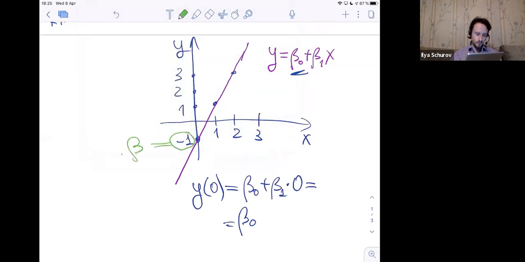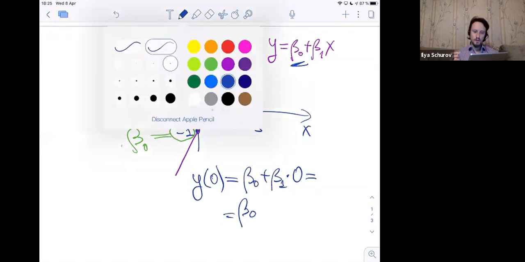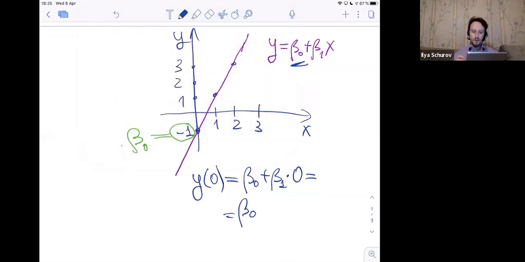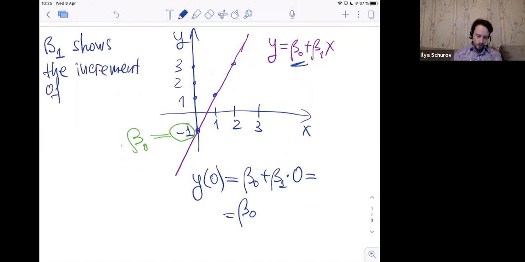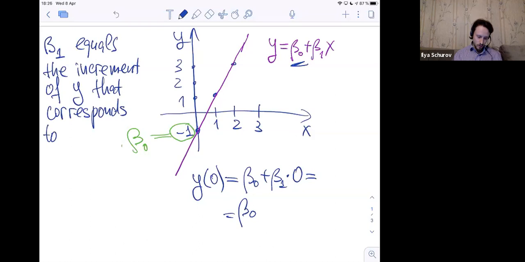This is beta naught. And beta one is a little bit more interesting because beta one has a special meaning. It corresponds to the slope of this line. And this beta one can be found by answering the following question. Beta one shows the increment of y that corresponds, actually not shows, but just equals, to increment of x by one.